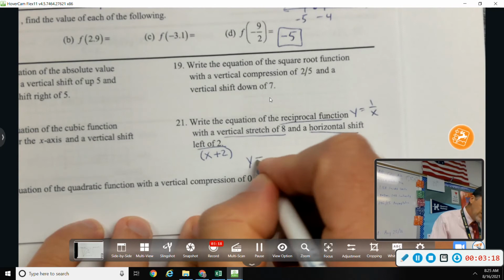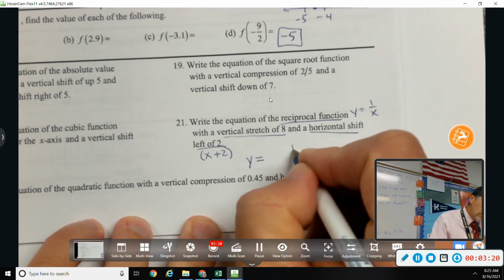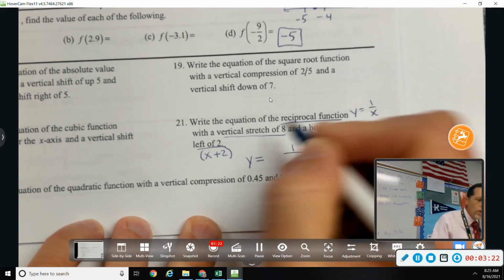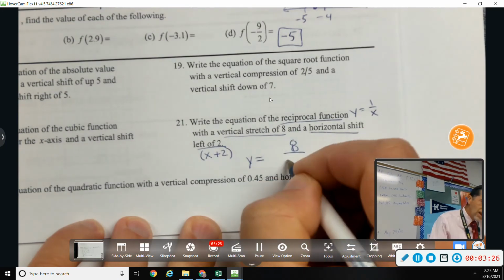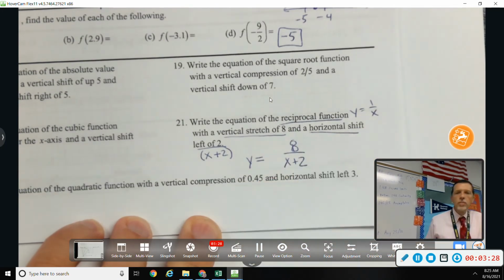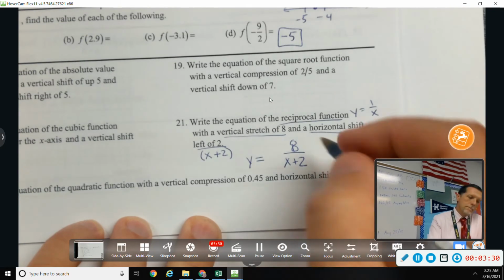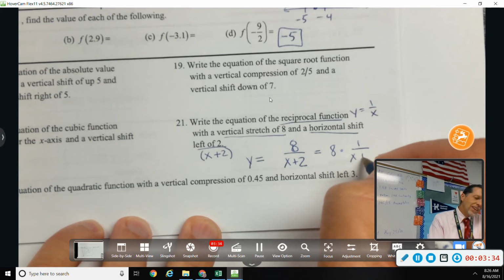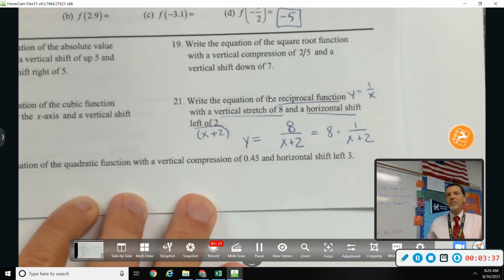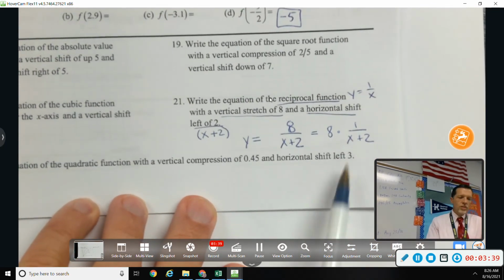So y equals 8 over x plus 2. I was going to put the 8 on last, but it is 8 over x plus 2. Would you still count it as correct if we put the 8 in front? Sure, that's sort of how we think of it. And so both of those are the same, so either answer would be okay.